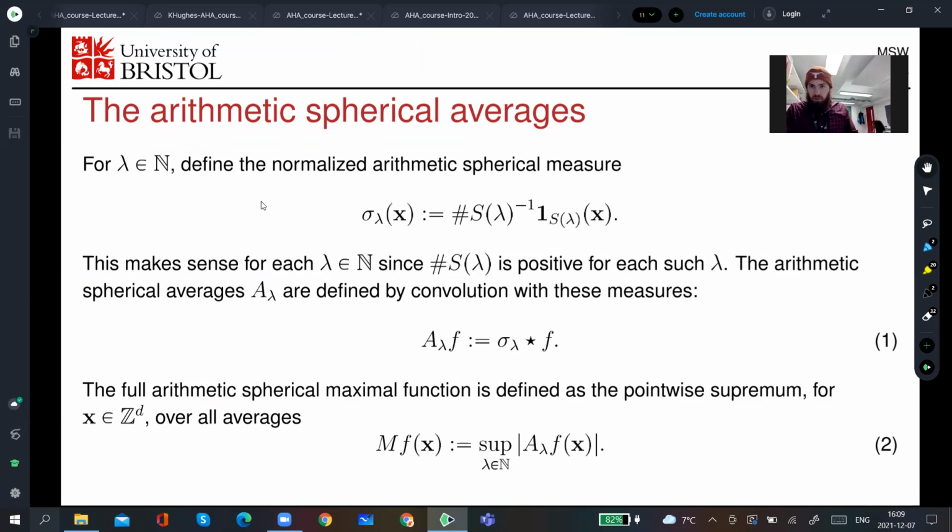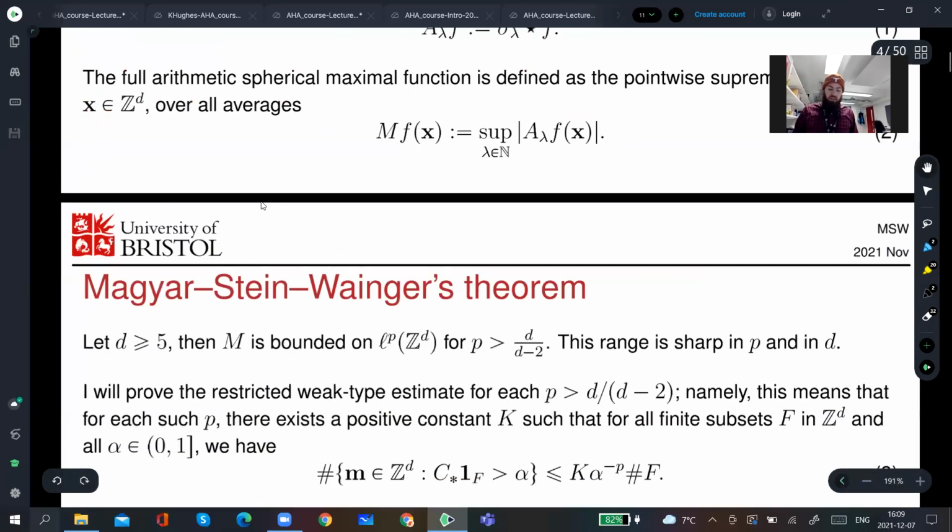And then we form the maximal function just as before. It's the supremum over all possible averages. Oh wait, sorry, I didn't say the average is just convolution with this probability measure, right? And we have an average for each positive integer lambda. And then the maximal function is formed by taking the supremum over all the possible averages, pointwise. Great, so we've seen this several times.